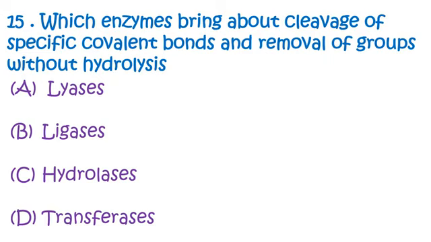Question number 15. Which enzyme brings about the cleavage of a specific covalent bond and removal of groups without hydrolysis? Options are option A lyases, option B ligases, option C hydrolases, option D transferases. The correct answer is option A, lyases. The other enzymes, such as ligases, are used to join DNA strands. The hydrolases catalyze bond cleavage by a reaction with water. And transferases catalyze the transfer of a specific functional group from a donor to an acceptor.